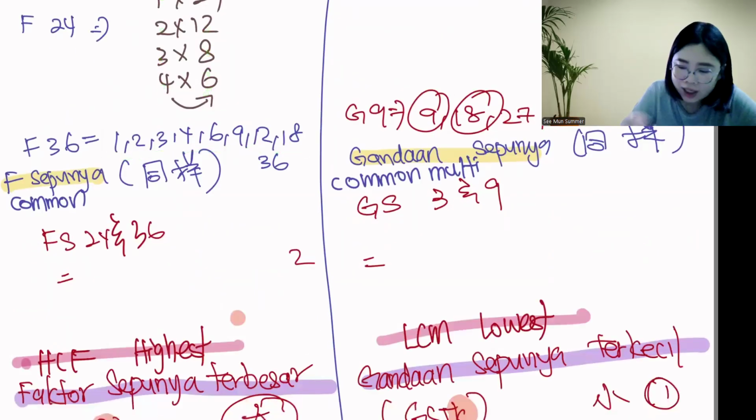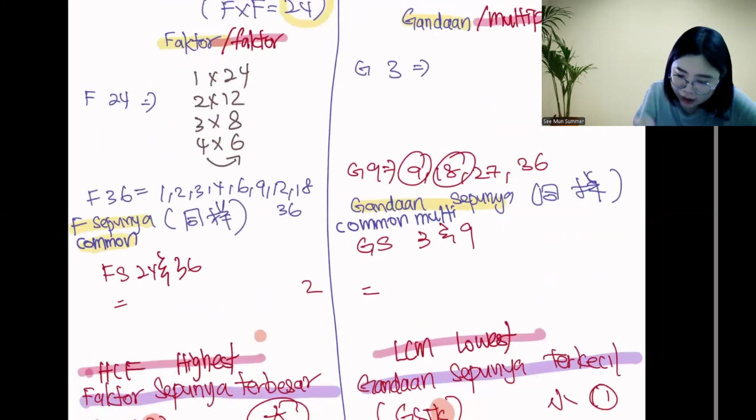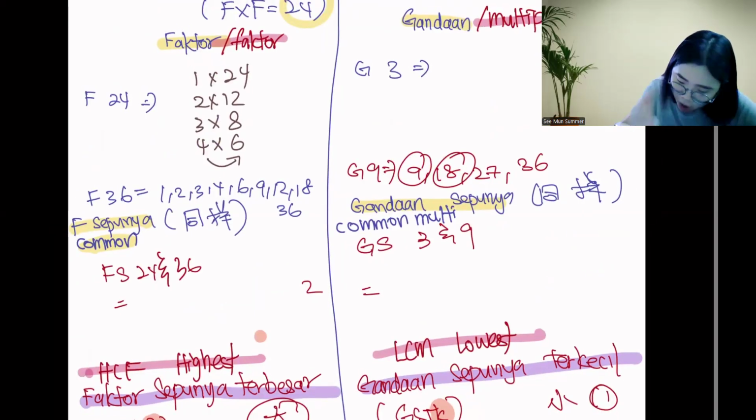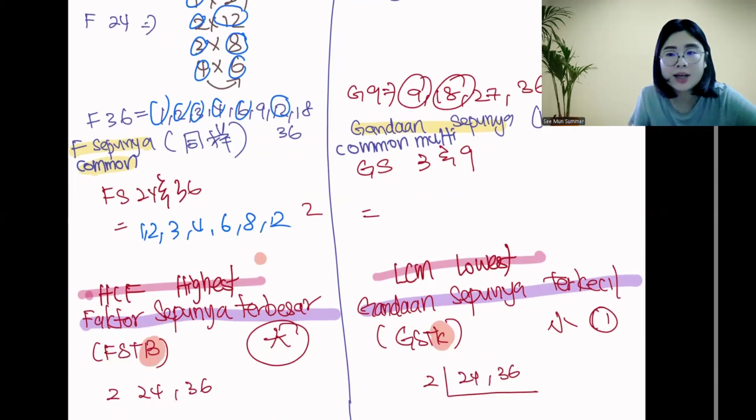And then next, you need to learn a word called common, or sepunya in Malay. And then you need to find what are the common one. Can you spot? Quick one, what are the common one? 1, 2, 3, 4, 6, 8. Is it 8? No, 8 is not. And then 12. How many of them? Is 1, 2, 3, 4, 6, and 12. So these are the common factors.